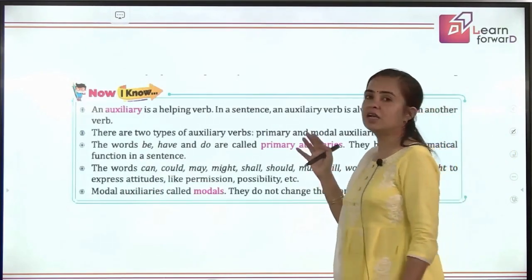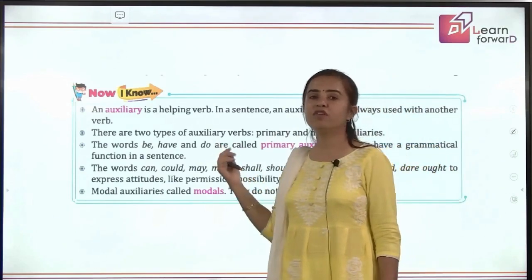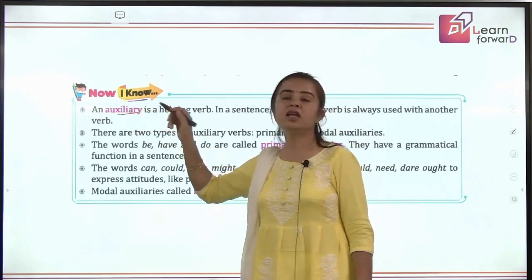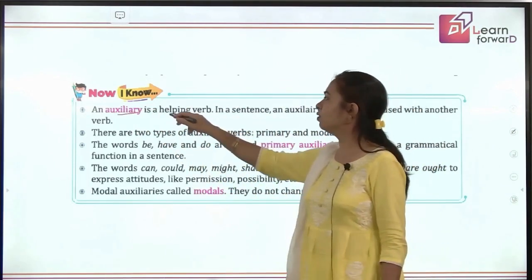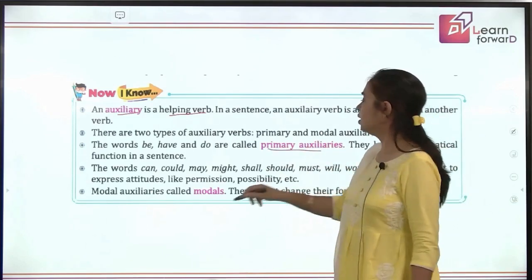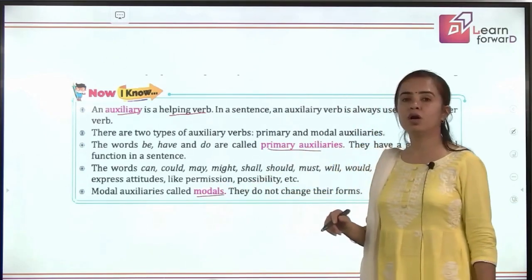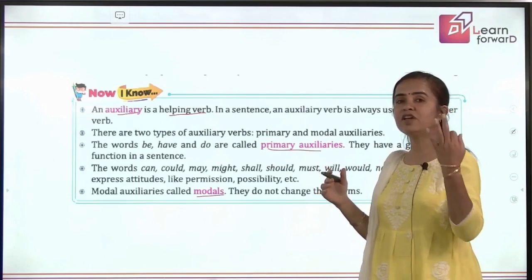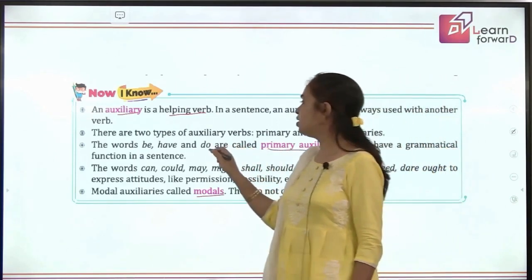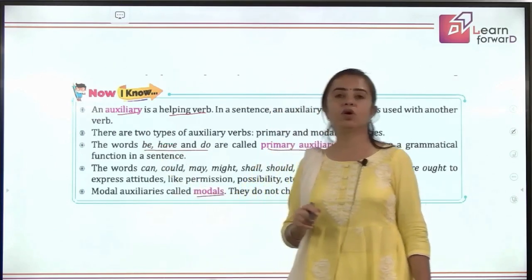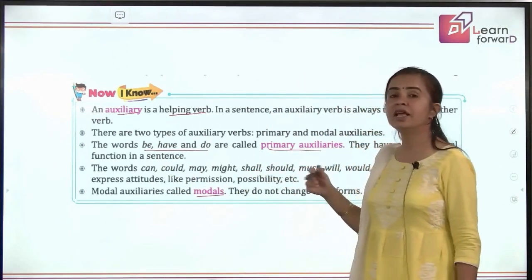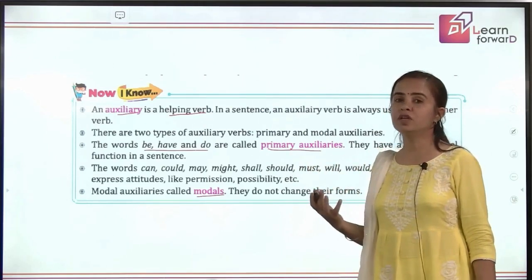So here's a recollection of what we have learnt about auxiliaries in this session. What is auxiliary? An auxiliary is a helping verb. And helping verb can be a primary auxiliary or a modal. That means a modal auxiliary. So primary auxiliaries we have learned there are three only. They are do, have and be form. These are the three primary auxiliaries, and modal auxiliaries, they just express the mood of the speaker.